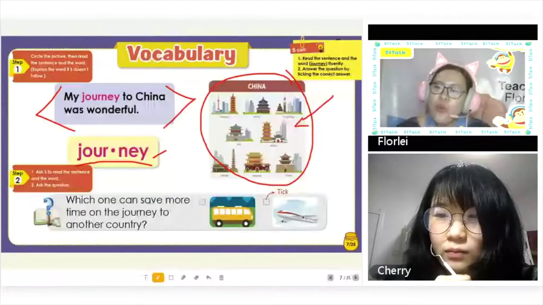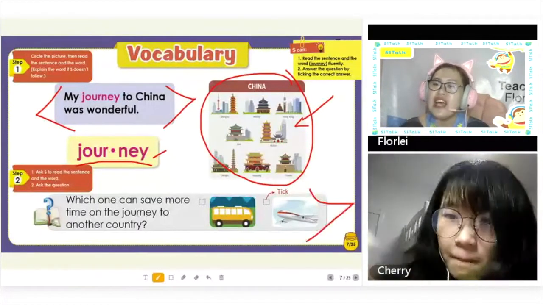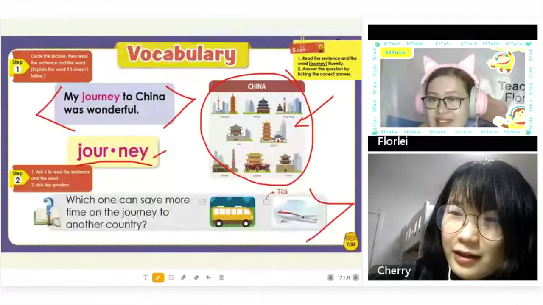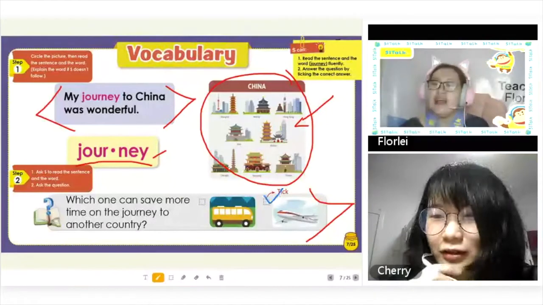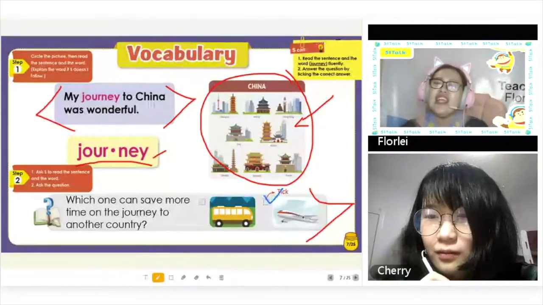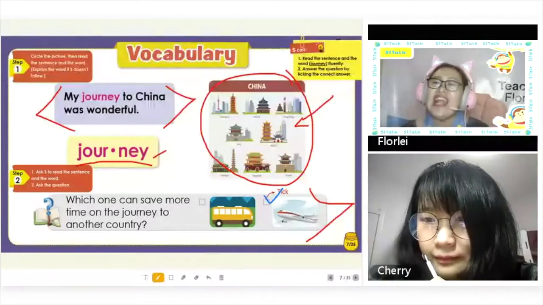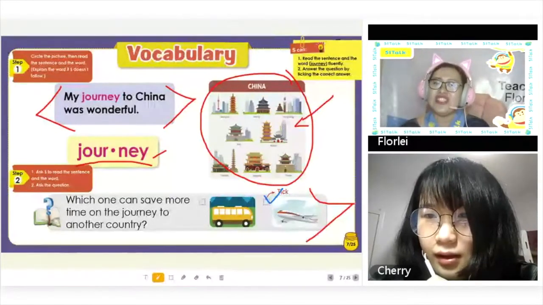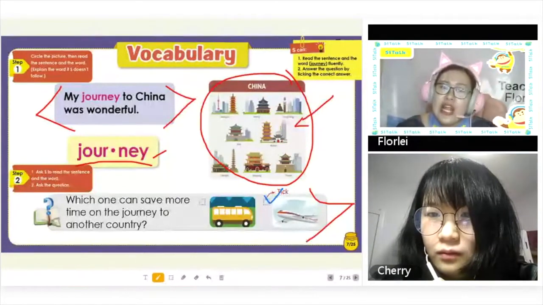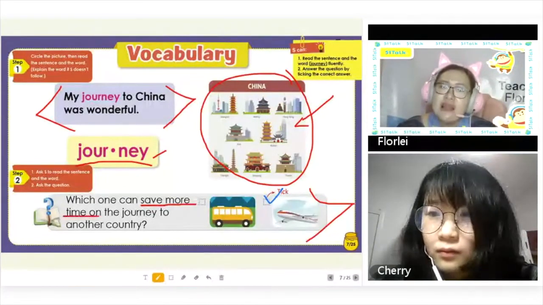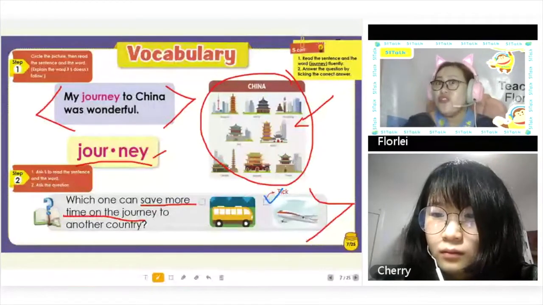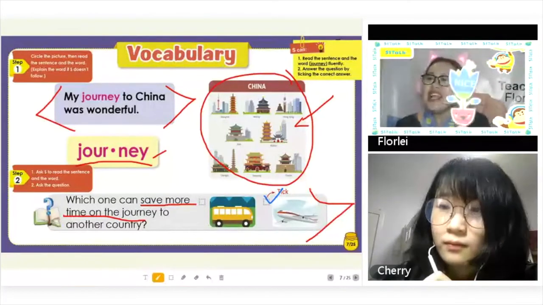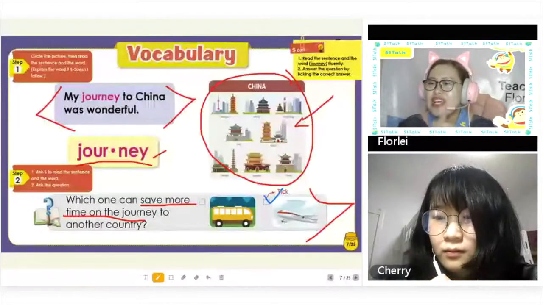Okay, which one do you think can save more time on the journey to another country? I think this plane is faster. Very good. Okay, you need to ride an airplane if you want to get to your destination faster. So, an airplane saves you more time on your journey if you want to visit another country. Awesome job. That's nice work, Cherry. Let's go to the next page.